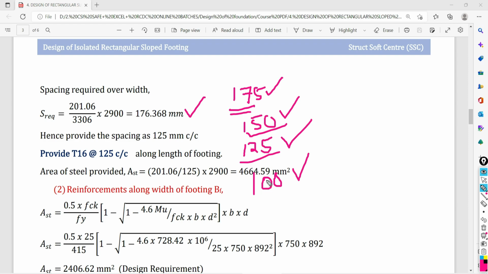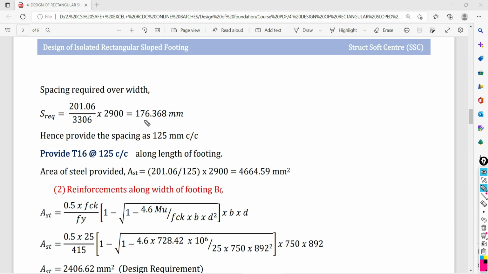But lower than 100, that is not practically good or okay. So it is better to provide the spacing more than 100 only. So here, what I can consider is 175. But instead of considering 175, here I am going to consider 125 mm finally as reinforcement spacing.